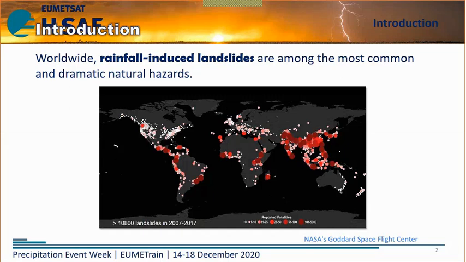In this figure, you can see the spatial distribution of landslides and their impact in terms of fatalities, related to the size of these circles, during the period 2007-2017. More than 10,000 events have been recorded throughout the globe, so it is important to provide useful tools for the mitigation of such events.